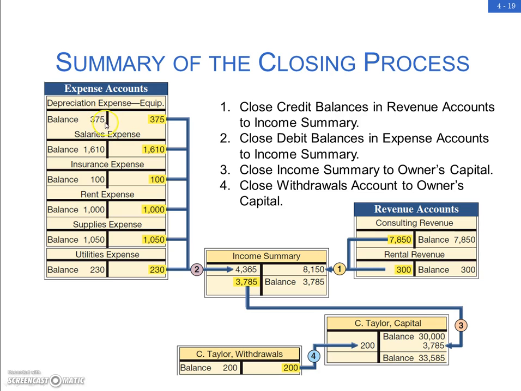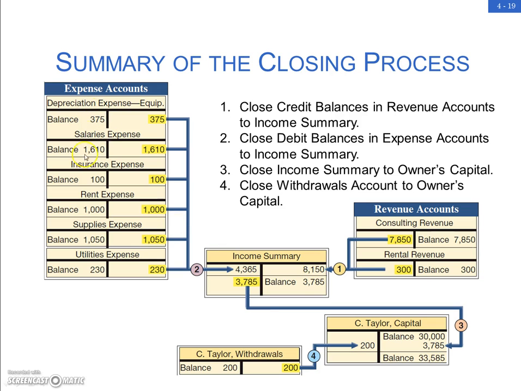Remember, we had expense accounts. Let's start with revenue. We had revenue accounts with credit balances in them. We debited those revenue accounts and credited the income summary for the total of those revenues, thereby moving the revenue into the income summary account.